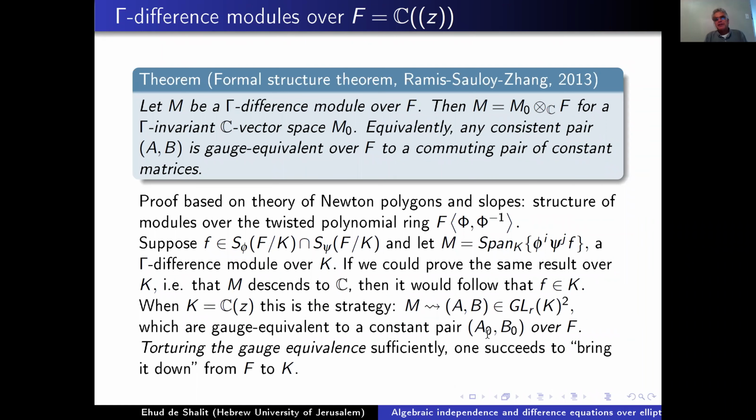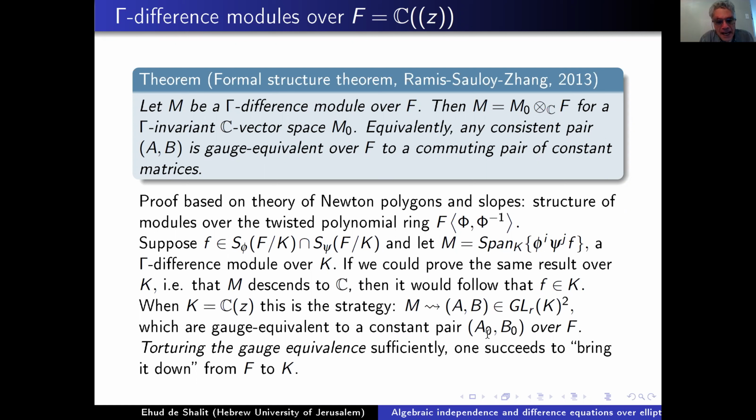It's not trivial, but it's as complicated as a pair of commuting constant matrices can be. And the proof is based on the theory of Newton polygons and slopes, and is very similar in a way to the classical work of Dieudonné and Manin in the situation of p-divisible groups, where they studied the same kind of structure theorems for F-isocrystals, which is just another example.